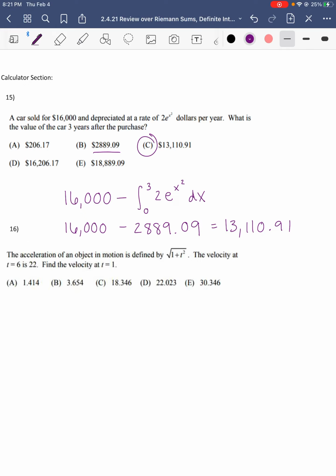Alright, and the last one, number 16, the acceleration of the object is defined by the square root of 1 plus t squared. Tells us the velocity at t equals 6, and then we need to find the velocity at t equals 1. So let's just set this up. So we know we're going to go from 1 to 6. Then here's our function, square root of 1 plus t squared dt. And then if it's acceleration, that would be velocity, so v of 6 minus v of 1.